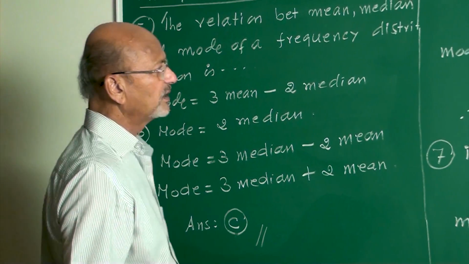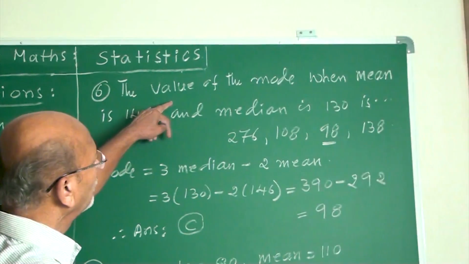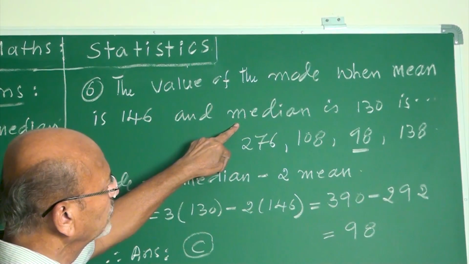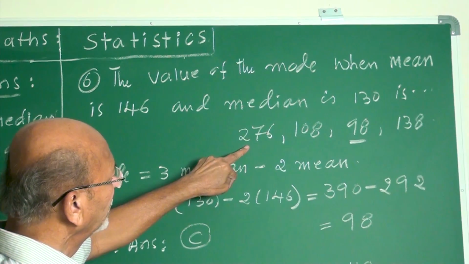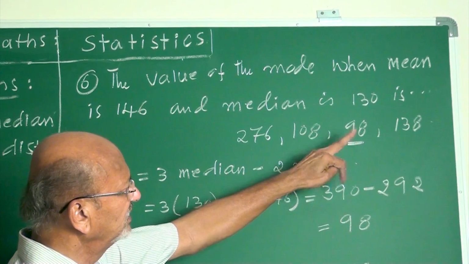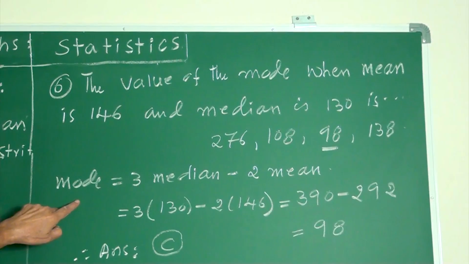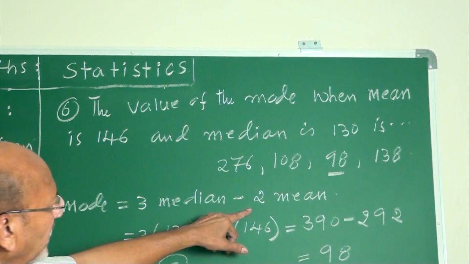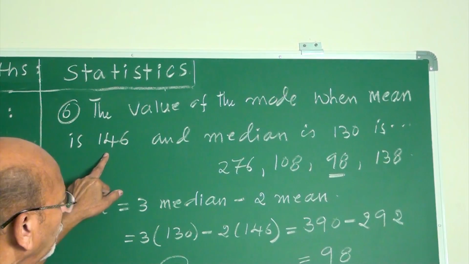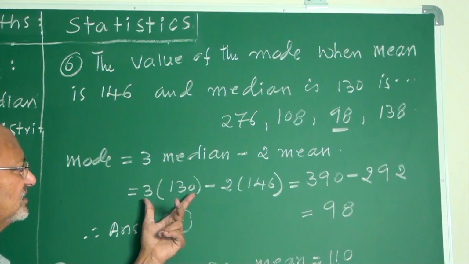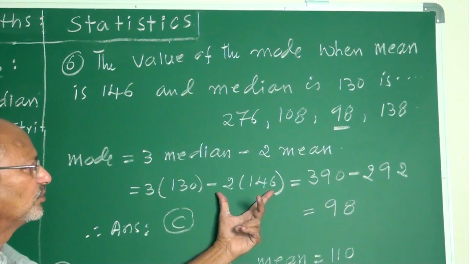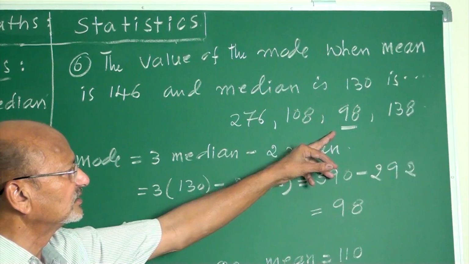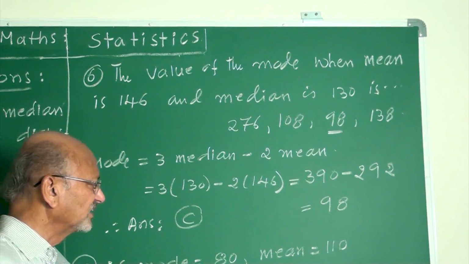Then these are the two examples based on that. The value of the mode when the mean is 146 and median is 130 is dash, options A, B, C, D. This is the relation: you know the value of the median 130 minus 2 times the mean 146. What is it? 390 minus 292, the remaining is 98. Which option is the answer? C. Option C is the answer.